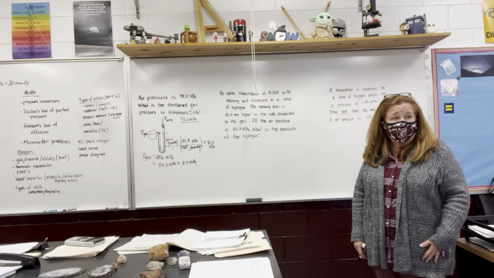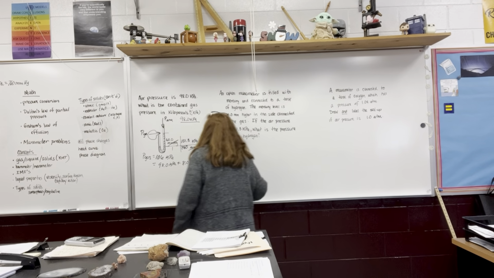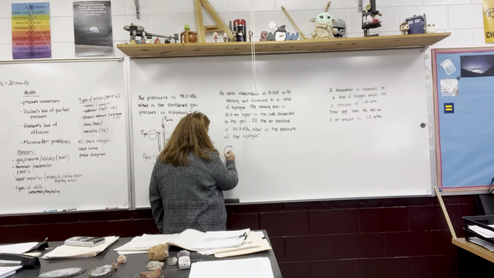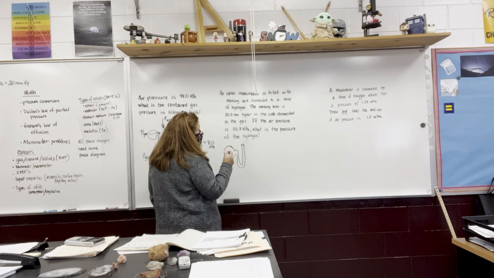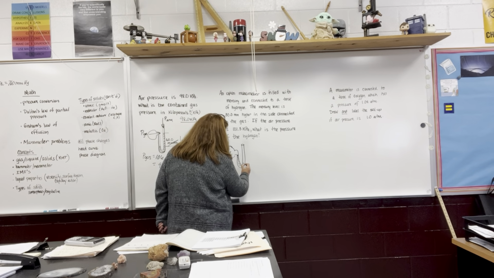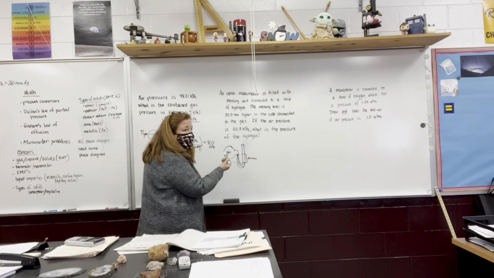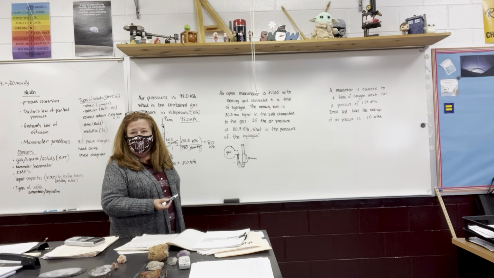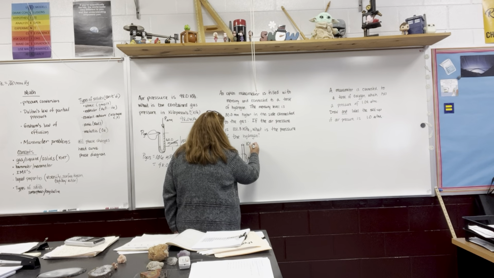Kinda had to sketch this one first, right? Maybe not, I don't know, I always sketch stuff, I like pictures. So, the problem says the mercury level is 30 meters higher and the side connects to the gas. So this difference right here, but it's toward the gas. So do I add or subtract? Subtract. And they told me that the air pressure was 101.3 kilopascals.